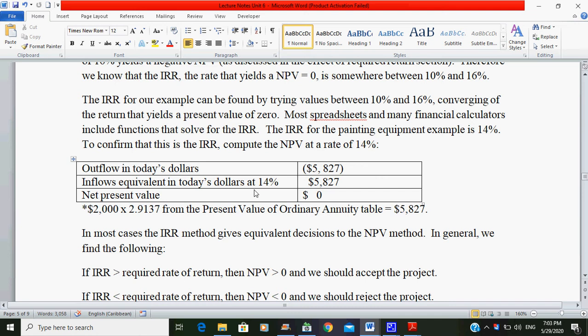You can use the present value of ordinary annuity if you have a fixed amount of investment, a fixed amount of cash inflow, right? But there are times when different amounts are going in. In most cases, the IRR method gives equivalent decisions to the NPV method. In general, we find the following.